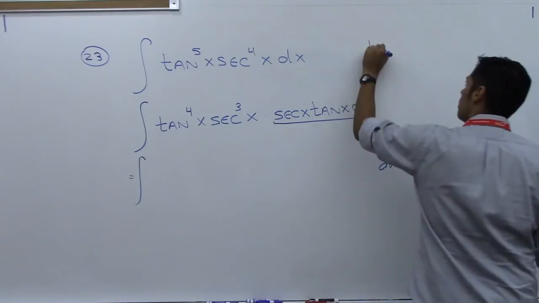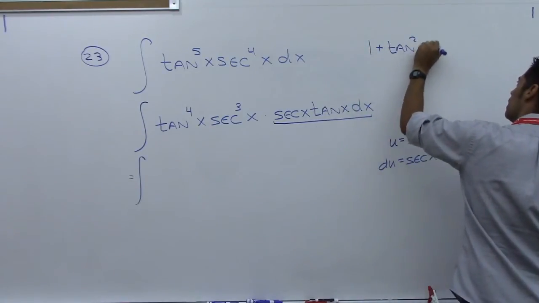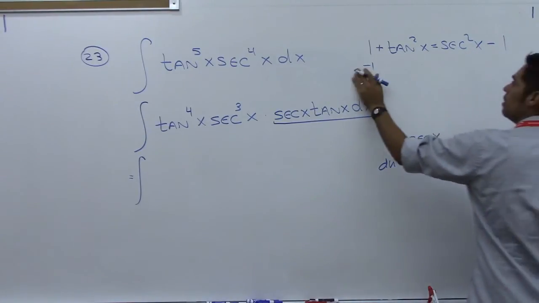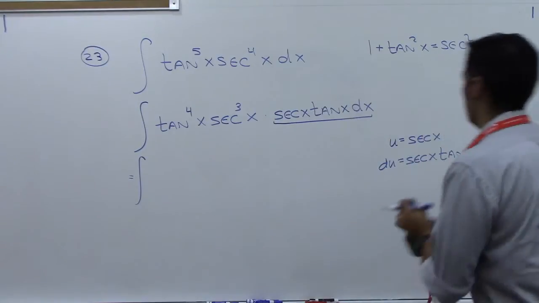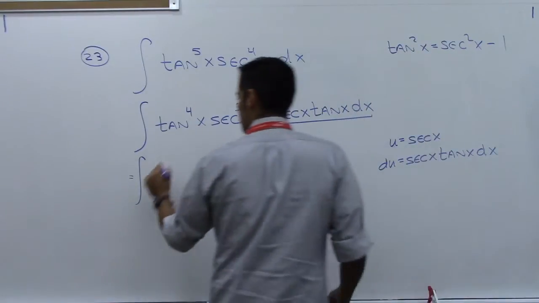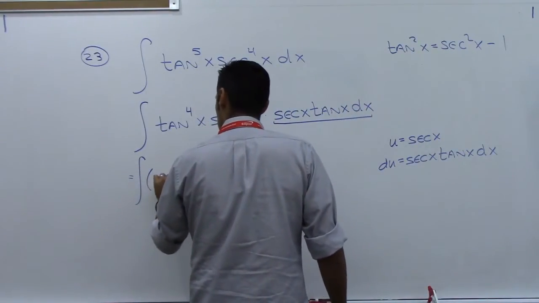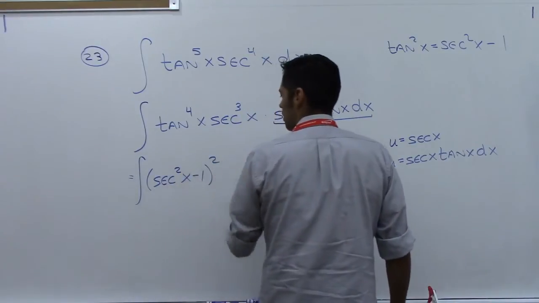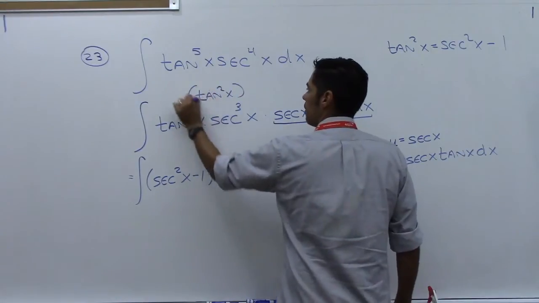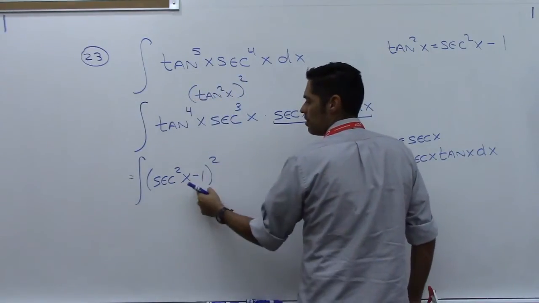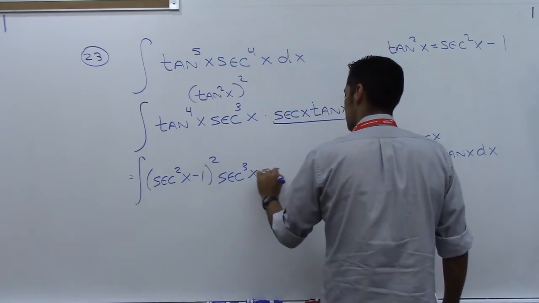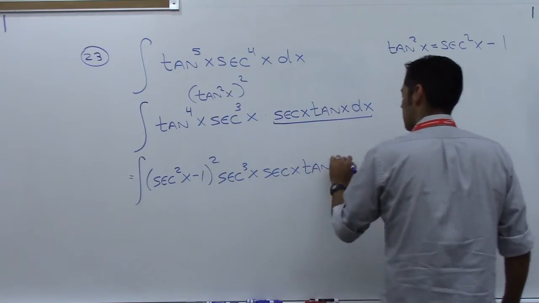So what I'm going to do is rewrite tangent using the Pythagorean identity. So remember, 1 plus tangent squared x is secant squared x. So if I subtract 1 from both sides of this equation, you get that tangent squared x is secant squared x minus 1. So this piece right here becomes secant squared x minus 1 quantity squared. So be careful because it's tangent to the fourth. That's actually tangent squared, and then the tangent squared is this, and then you have to square it. So then we've got secant cubed x, and then secant x tangent x dx.